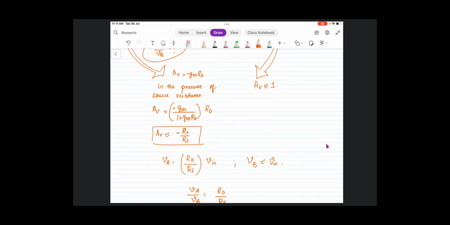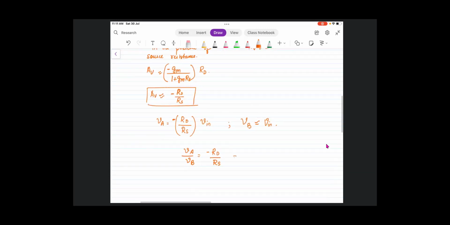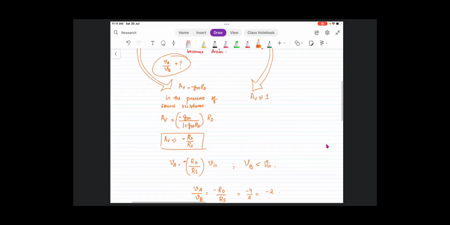So you cannot miss the negative sign. Okay. So there will be minus RD by RS, which is nothing but minus 4 by 2, which is minus 2. Okay. Now this is when, in GATE, you have to process things very fast, and therefore you need to remember these results, right?